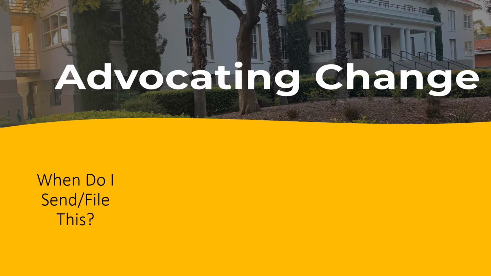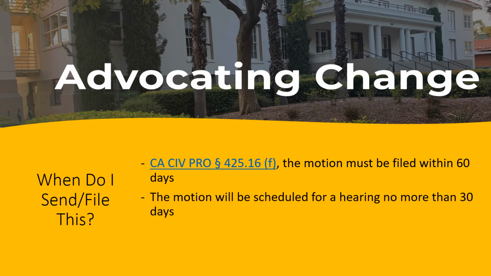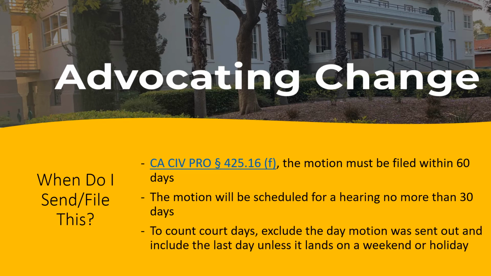When do you send and file this? According to the California Code of Civil Procedure, Section 425.16(f), the motion must be filed within 60 days from the date the complaint was served. The motion will then be scheduled by the court clerk for a hearing no more than 30 days after the motion was received. To count court days, you exclude the day the motion was sent out and include the last day unless it lands on a weekend or holiday.